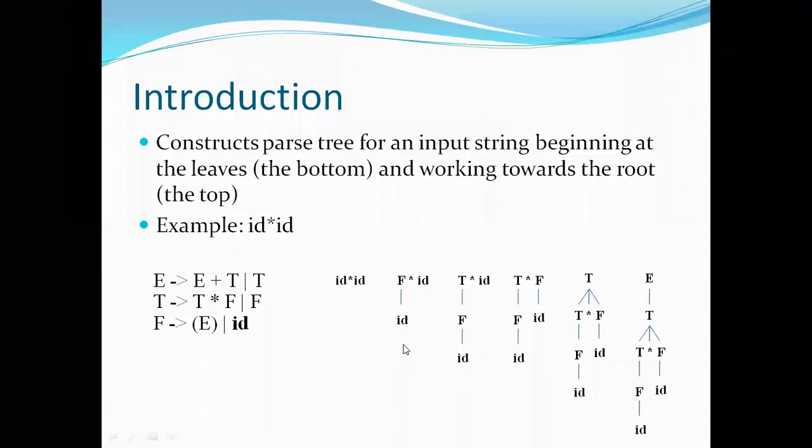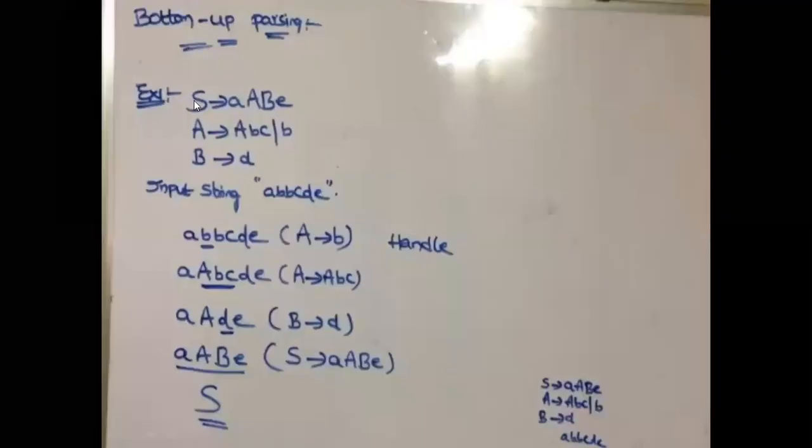Right. Next, in bottom up parsing, we have another example. The grammar is S goes to a B e, A goes to A b c or b, and B goes to d. The input string is a, b, b, c, d, e. That is the given string. We have to construct a parse tree by using bottom up parsing.